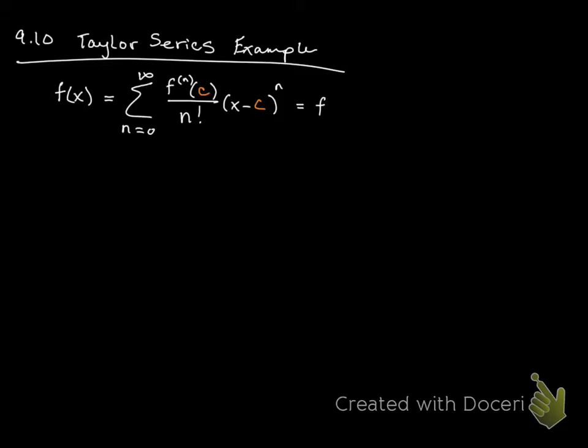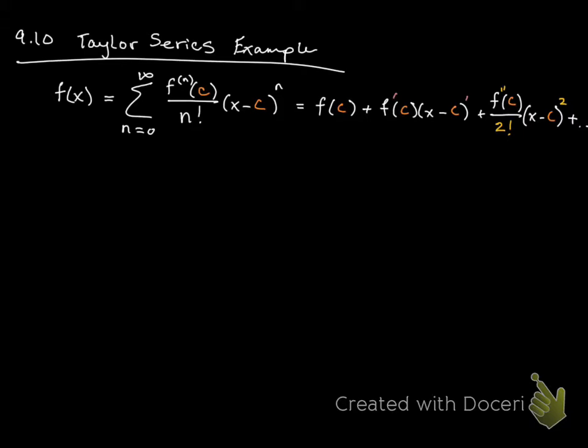Okay, and again, I want to write this out in its kind of expanded form. I don't have a lot of room here, so I'll just do a couple terms. The original function at c plus the derivative at c times x minus c to the first, and then the second derivative at c divided by 2 factorial times x minus c squared, so on and so forth.